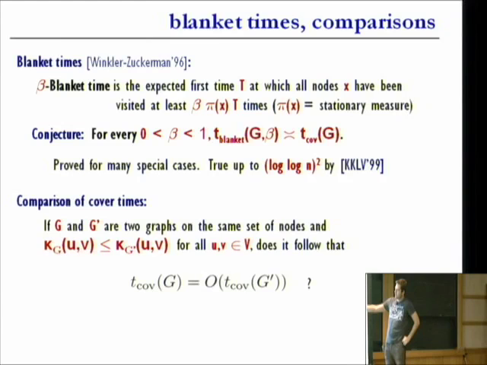But even this question was open: is it the case that if all the commute distances go down, then the cover time in this case is majorized by a constant factor times the cover time in G prime? So it's some kind of comparison theorem. If I decrease all the commute times, does the cover time also go down? We'll answer this in a second as well, another example of an interesting open question.